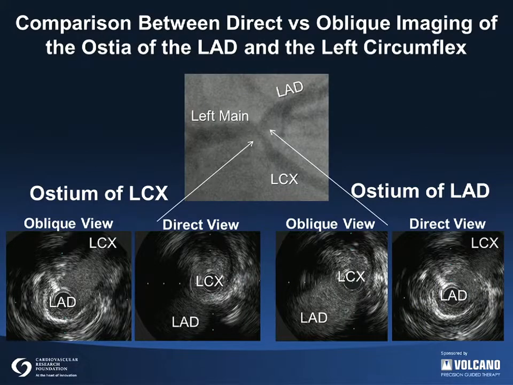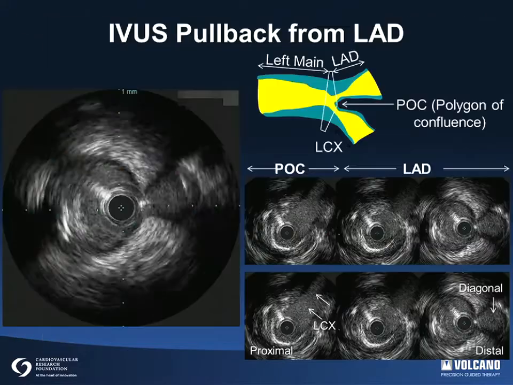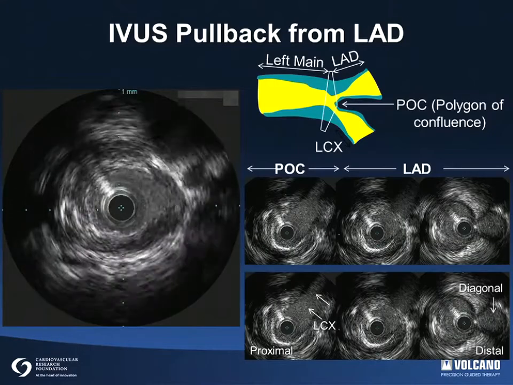This is a comparison between IVUS images obtained by directly imaging each branch compared to the oblique views obtained when imaging the opposite vessel. As shown on the left, the severity of the disease at the ostium of the left circumflex is not clear in the oblique view from the LAD pullback. However, direct imaging of the left circumflex shows severe disease at the ostium of the left circumflex. A similar finding was seen at the ostium of the LAD, as shown on the right.